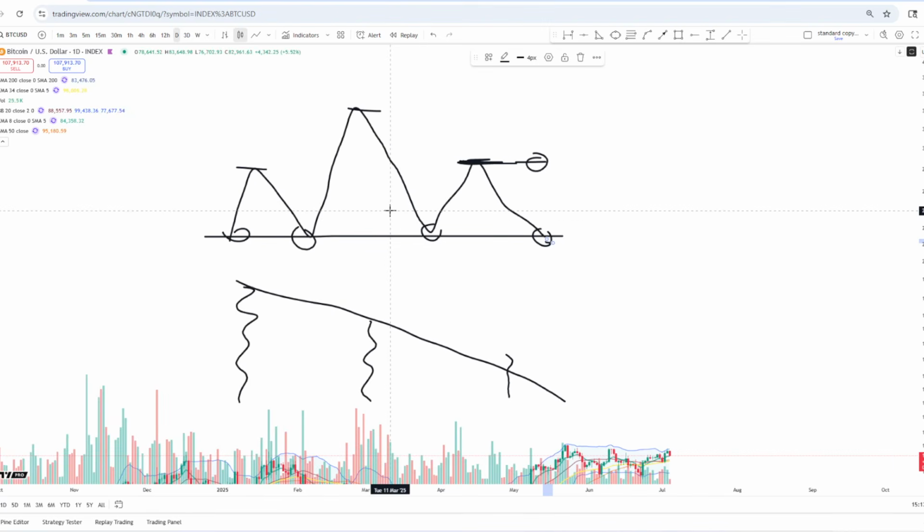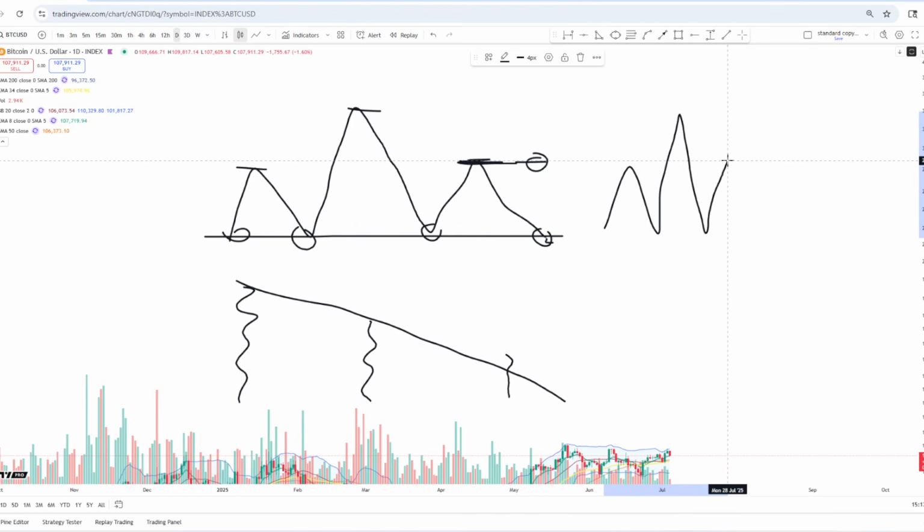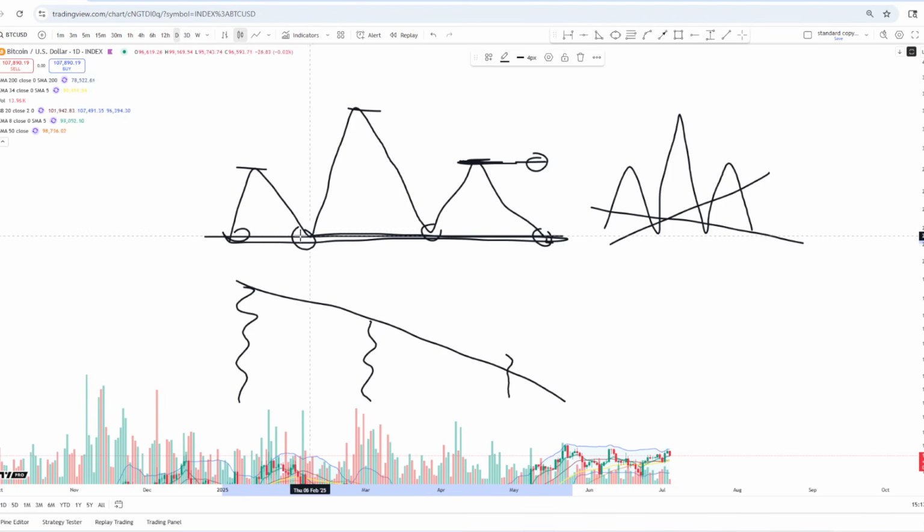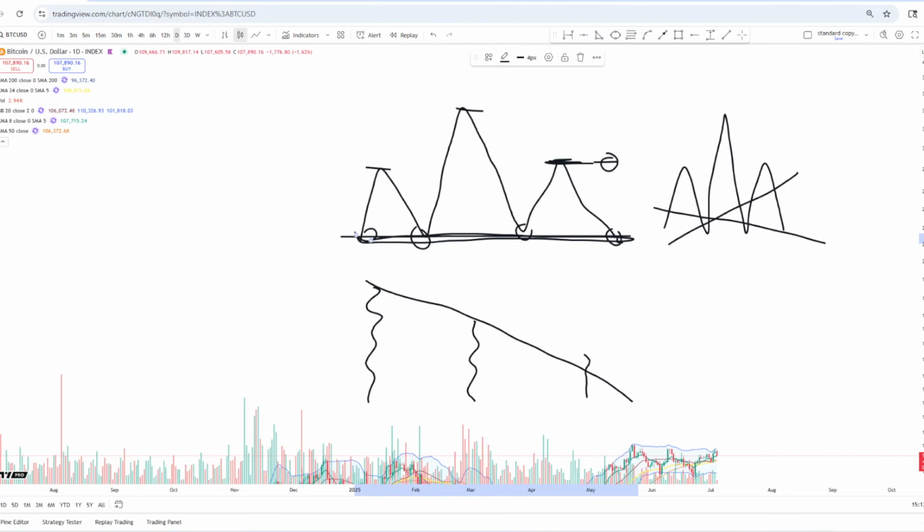There are many variations to this. You could have it with an ascending neckline, or with a descending neckline. It really depends on the exact construction. In my view, the best construction, the easiest to play, is a simple horizontal neckline.